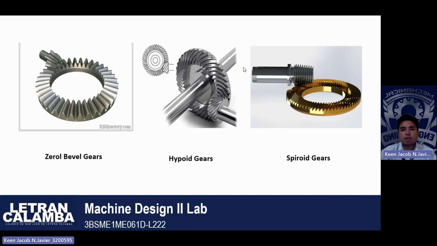The fifth type of bevel gear is the spiroid gears. It is a type of mechanical gear system that combines the features of spiral bevel gear and worm gear, providing both rotational motion and high gear ratios.